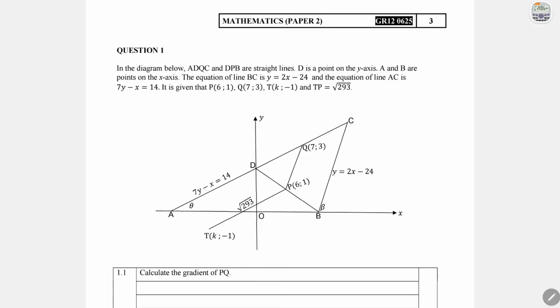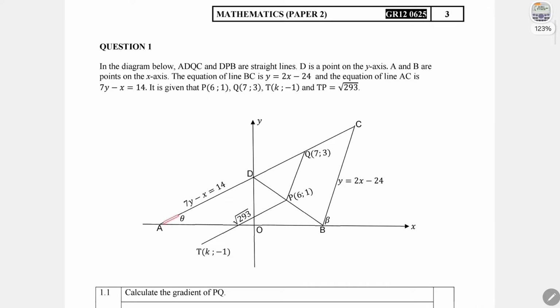Question 1 says, in the diagram, ADQC and DPB are straight lines. D is a point on the y-axis. A and B are points on the x-axis. The equation of BC is y equals 2x minus 24, and the equation of line AC is 7y minus x is equal to 14. Okay, so this has just not been put in its standard form like the way this one is.